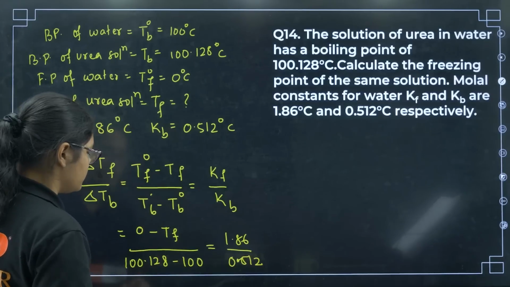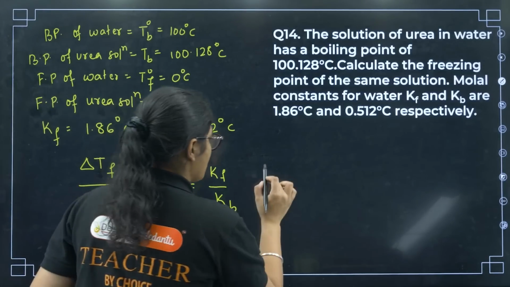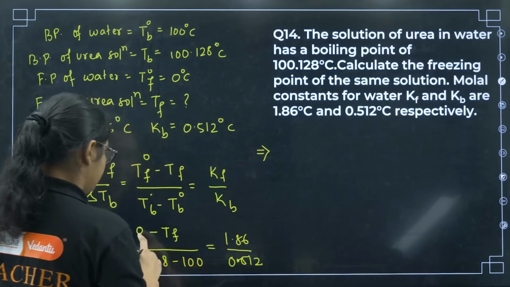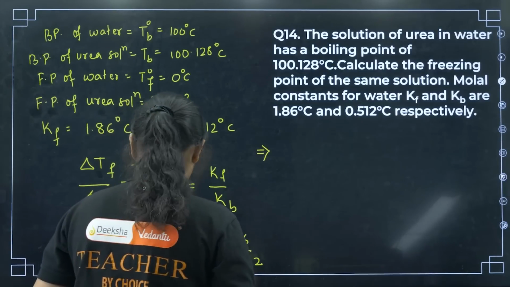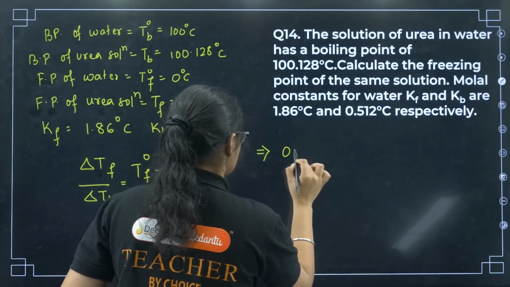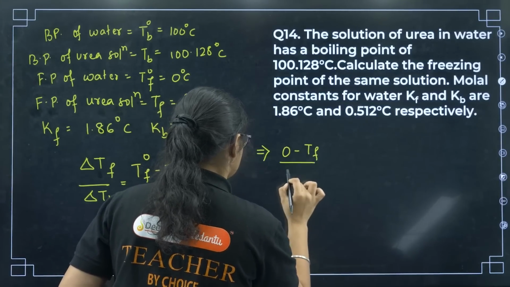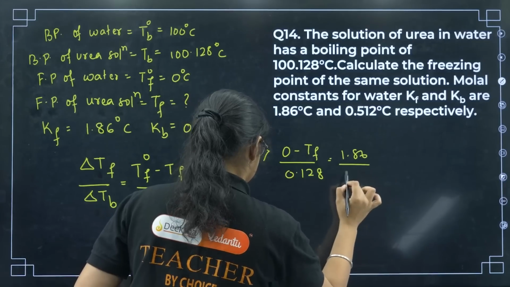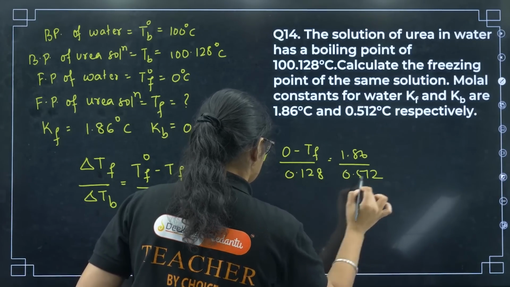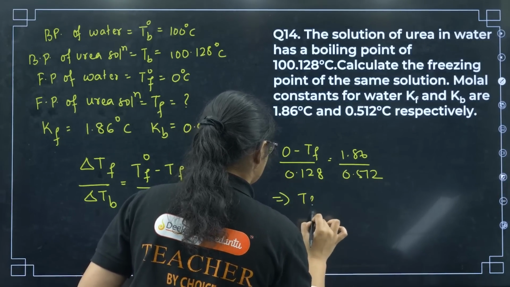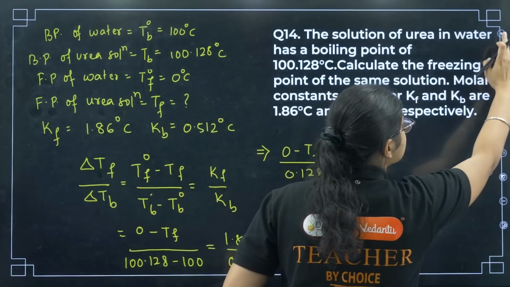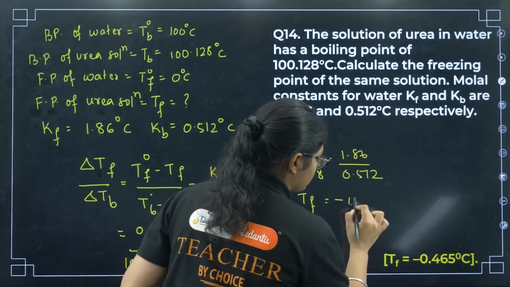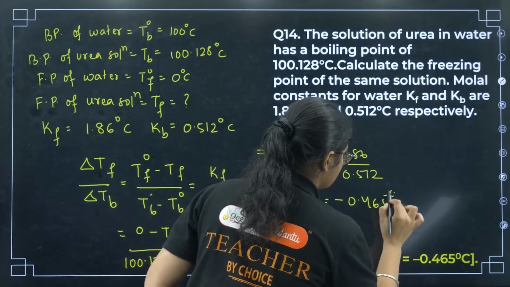Okay, now how can I solve this? I have 0 minus TF is equal to 0.128 into 1.86 by 0.512. If I solve this, I will get TF, the freezing point of the solution, as minus 0.465 degree Celsius.